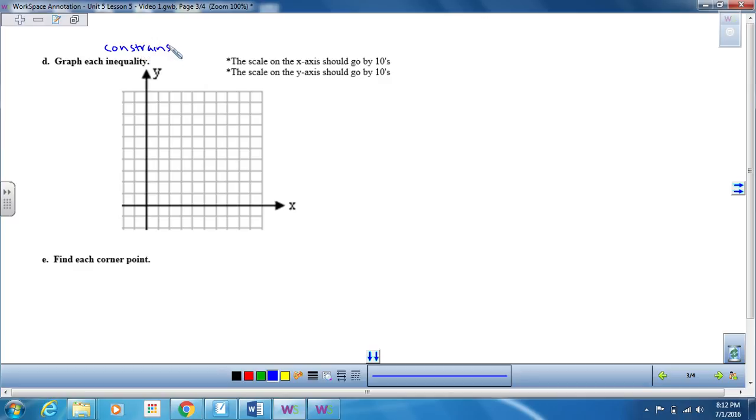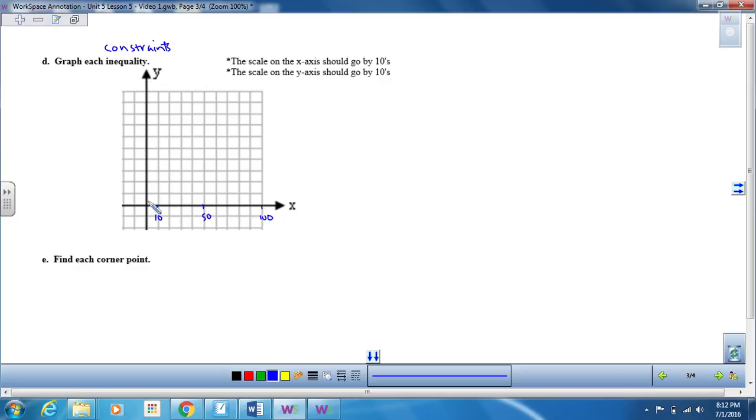So your first 2 constraints, the x is greater than or equal to 0 and y is greater than or equal to 0, are just your axes. So all that tells you is that we only want to look in the first quadrant. We don't care about negatives, so we're only looking in the first quadrant of our graph. So we don't really have to graph those. Note that the scale in the x's and y's should go by tens. So I'm going to make a note here that that's 10. So 10, 20, 30, 40, 50, 60, 70, 80, 90, 100.